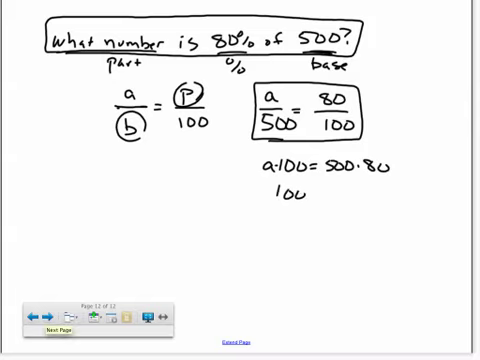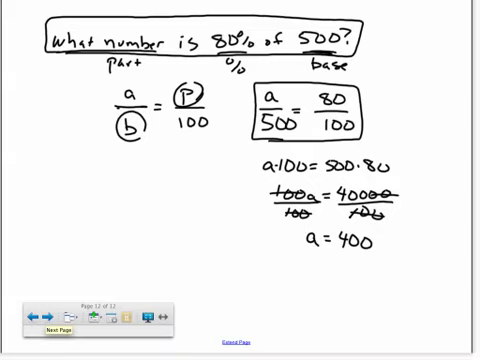So 100A equals, let's see, 40 plus the 2 zeros from the 500 and the other 0, so it looks like 40,000. And if we divide both by 100, looks like we can cancel that. We get to cancel 2 zeros there, so A equals 400. And so 80% of 500 is 400.